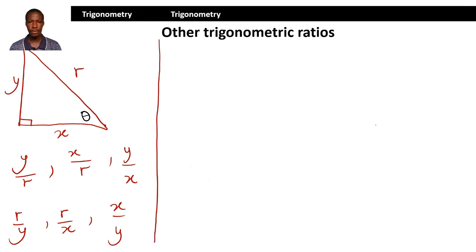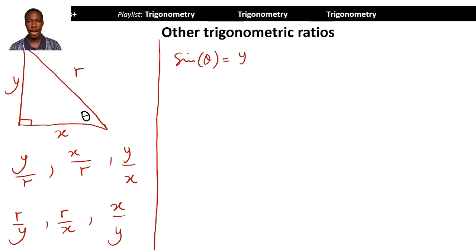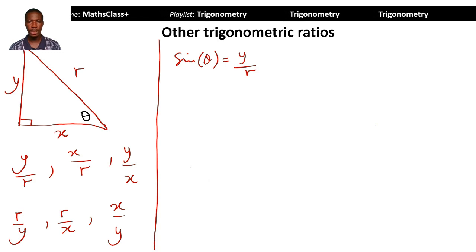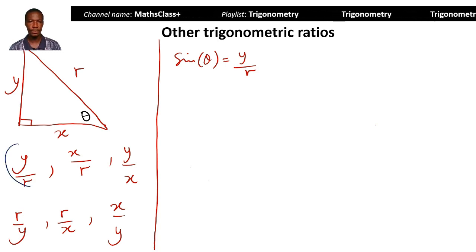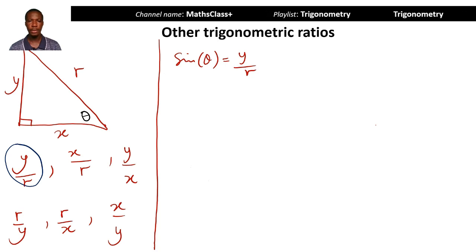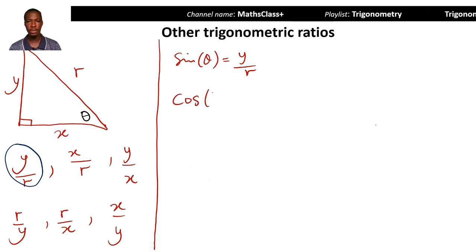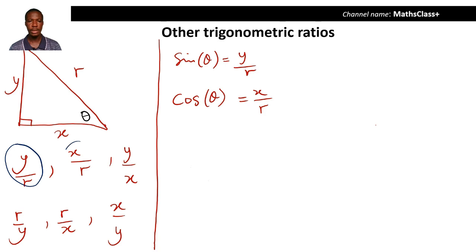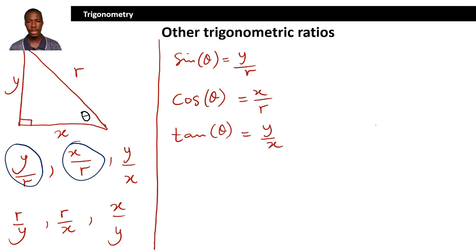Now, if you remember, we said sine of the angle gives us y over r. So that takes care of the first one. Then cosine of the angle gives us x over r. That also takes care of the second one. We have tan of the angle, which is y over x. This also takes care of the third one.